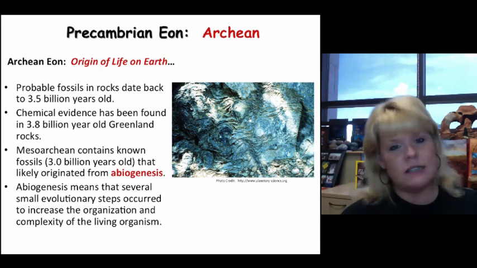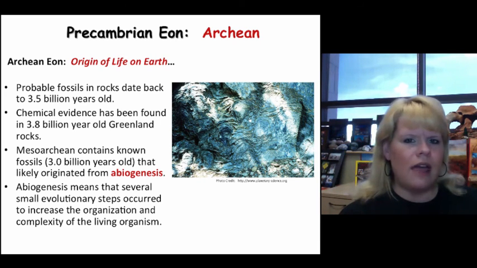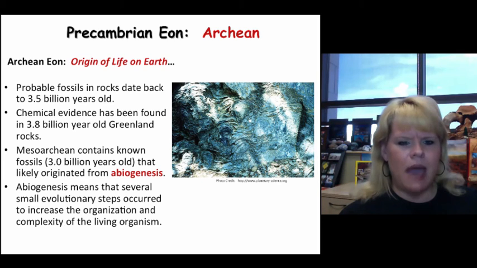from abiogenesis. So that life form that started forming in that manner would have taken several steps to get to that location evolutionary wise. So we need to look at the process of abiogenesis, and talk about how the first organism would have come to be.